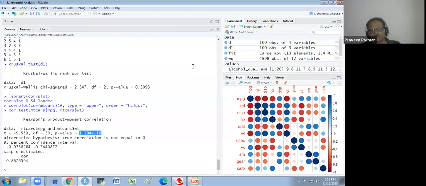Some idea of the few tests, or if you want more, you could search on the internet and see how we could perform the different tests in R. It is the basic I have given to you. There are lots of them, but if you perform in this way, you could get lots of things.